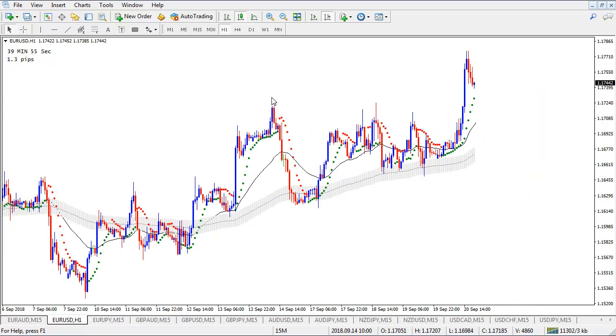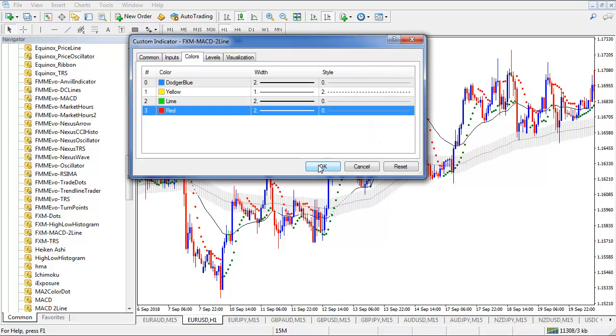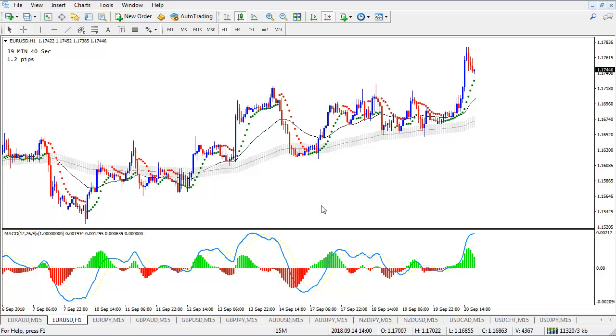Now finally, what I'm going to do is add the MACD. It's one of my favorite indicators, so MACD 2 line. Now this is the default one that comes with it. It's the MACD 2 line. This is part of the package, your Masonry package. But this isn't quite what you're going to see.